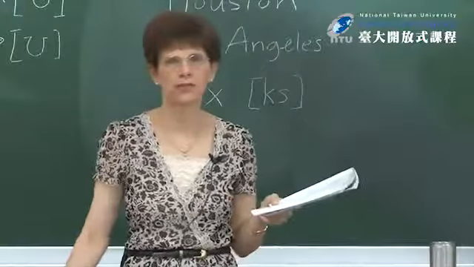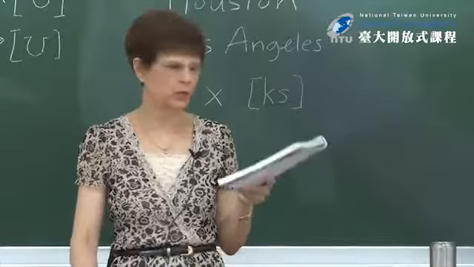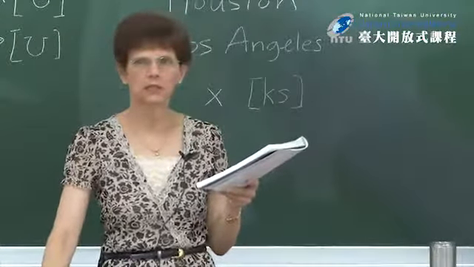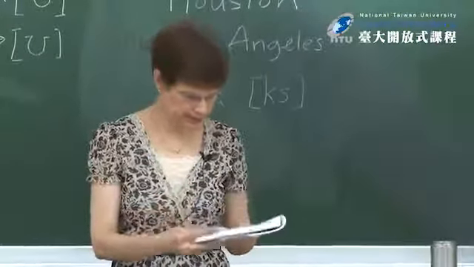Another thing you need to know for the test. W has two places of articulation. What are they? Bilabial and velar. Okay? Bilabial, we have a lot of lip rounding with w.